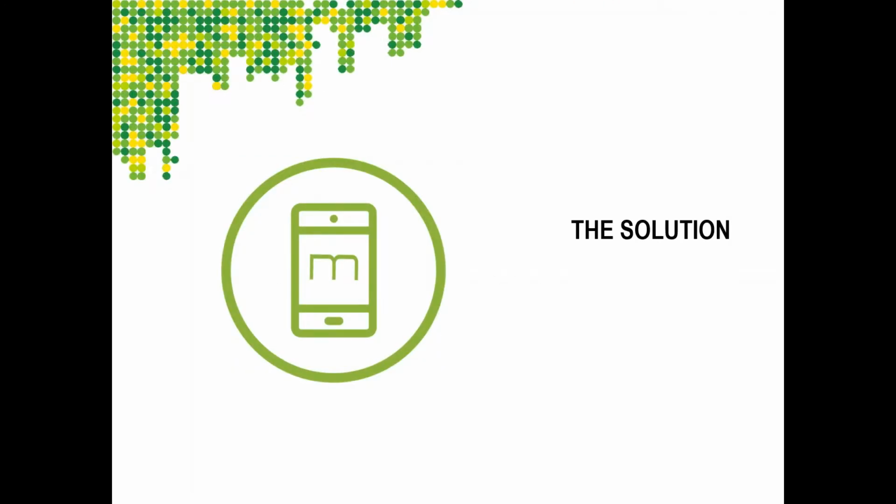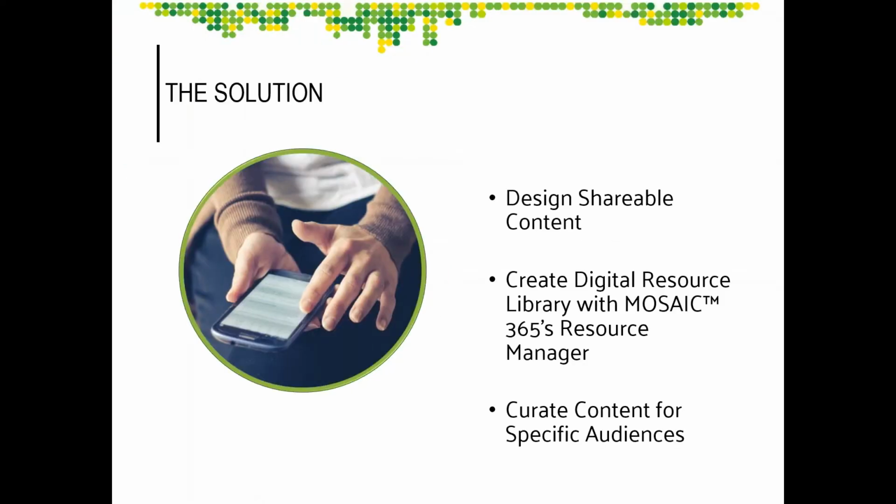So for the solution, the Mosaic 365 app has a resource manager module that allows your association to upload as many resources as you'd like. This allows you to design shareable content that we just discussed, create a digital library within the resource manager so you can sub-segment different categories and allow easy searchability. Plus, you can curate content specifically for individual audiences.